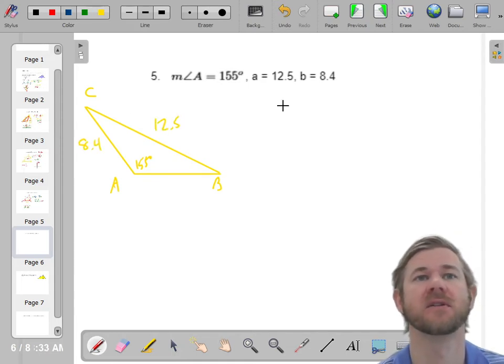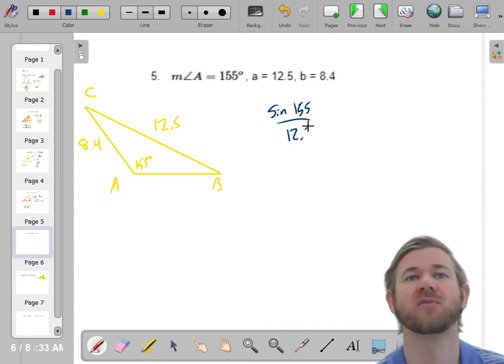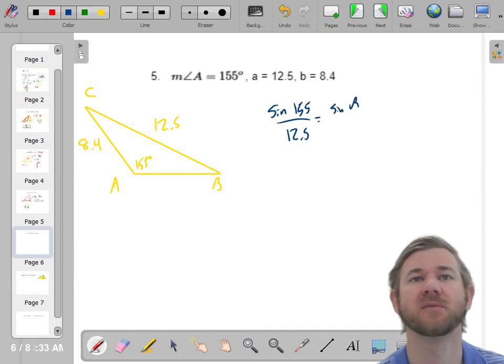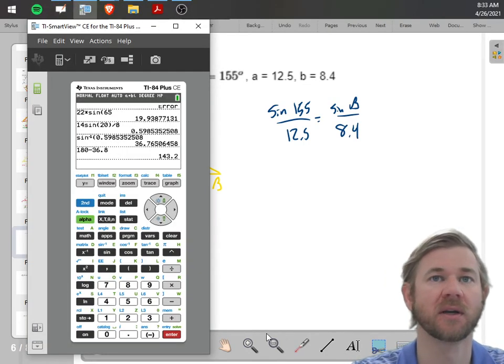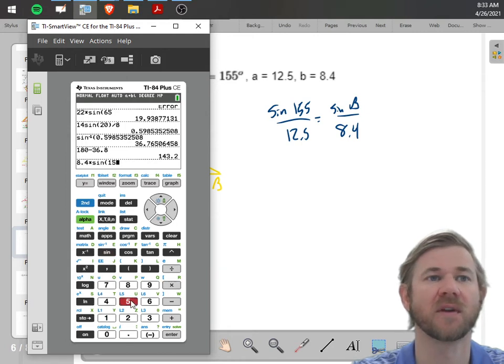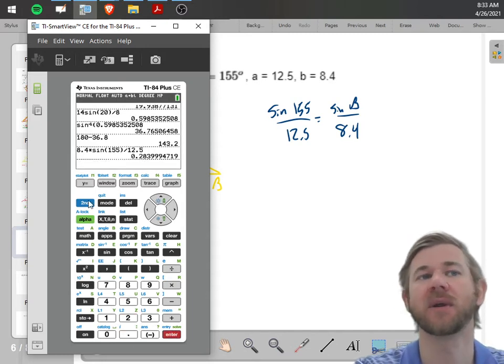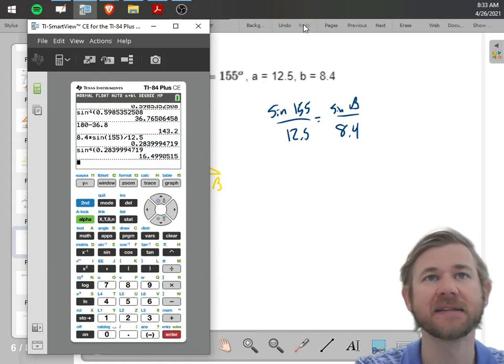So using the law of sines, the sine of 155 over 12.5 is the sine of angle B over 8.4. Now we multiply both sides by 8.4. So 8.4 times the sine of 155 divided by 12.5 gives the sine of B as 0.283. So we'll do the inverse sine of that. B is 16.5.